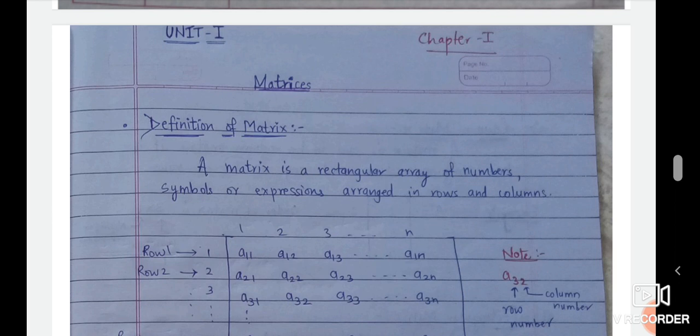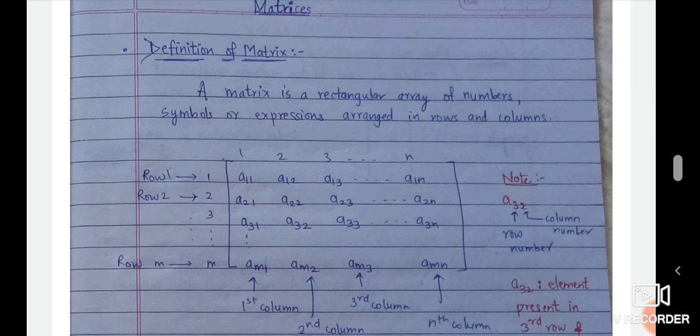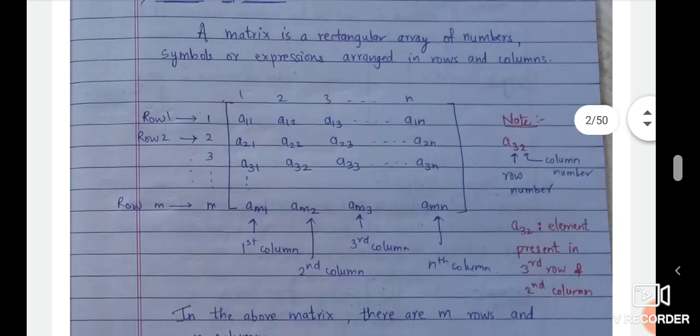Now let us see the definition of a matrix. A matrix is nothing but a rectangular array which contains numbers or symbols or expressions which are arranged in rows and columns. So in a matrix there are rows and columns, and your matrix is nothing but a rectangular array. I have taken one standard matrix where there are total m rows and n columns. I have denoted the row numbers and the column numbers. Always remember your rows are horizontal while your columns are vertical.